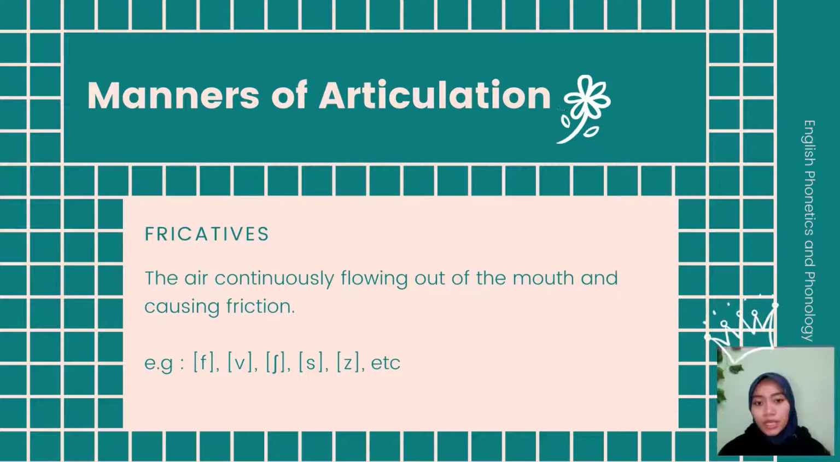As you have learned, s and t are alveolar sounds, meaning they have the same place of articulation, but they are different in their manners of articulation. Why? Because t is a plosive and s is a fricative. So let's have a quick look at three of the manners of articulation. The first is fricatives. It's a type of sound made by air continuously flowing out of the mouth and causing friction. The examples are f, v, sh, s, and z.